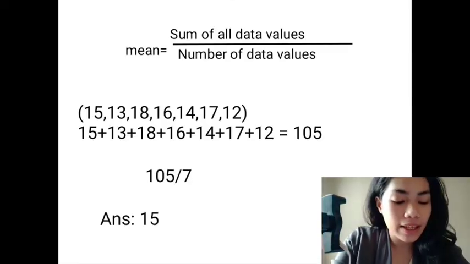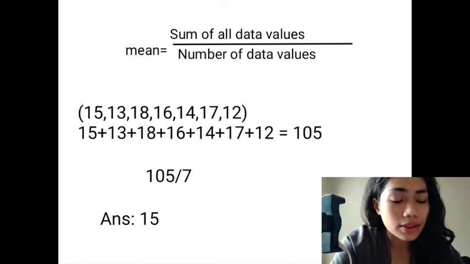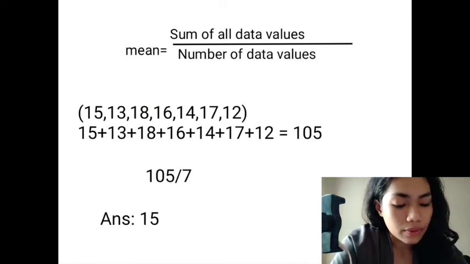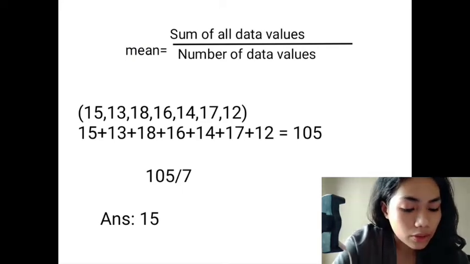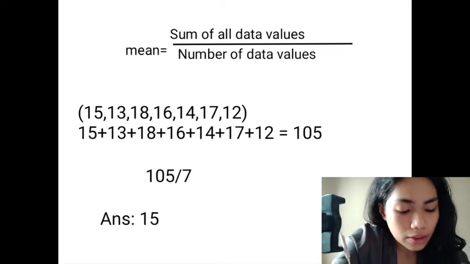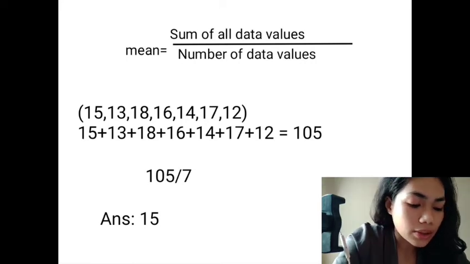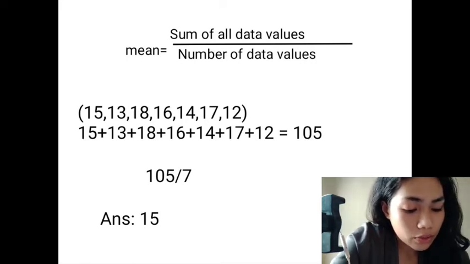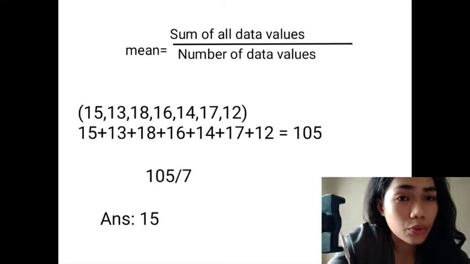Mas lalo natin maintindihan, magbibigay ulit ako ng isa pang example. So, we have 15, 13, 18, 16, 14, 17, and 12. So, to get the value, we are going to add them. 15 plus 13 equals 28. 28 plus 18 equals 46. 46 plus 16 equals 62. 62 plus 14 equals 76. 76 plus 17 equals 93. And 93 plus 12 equals 105.